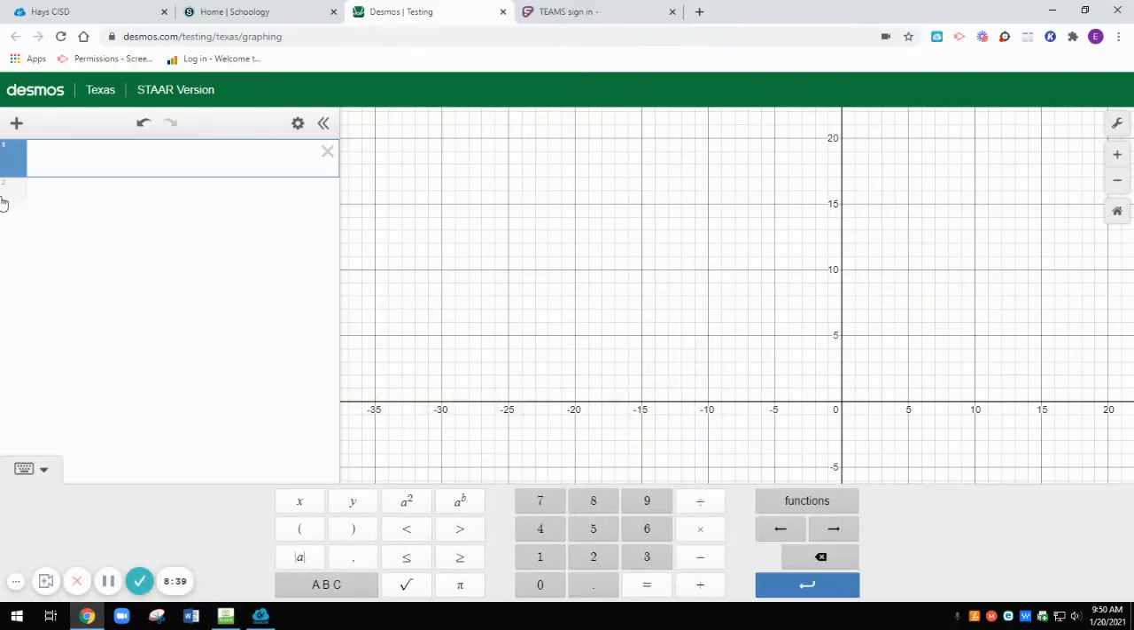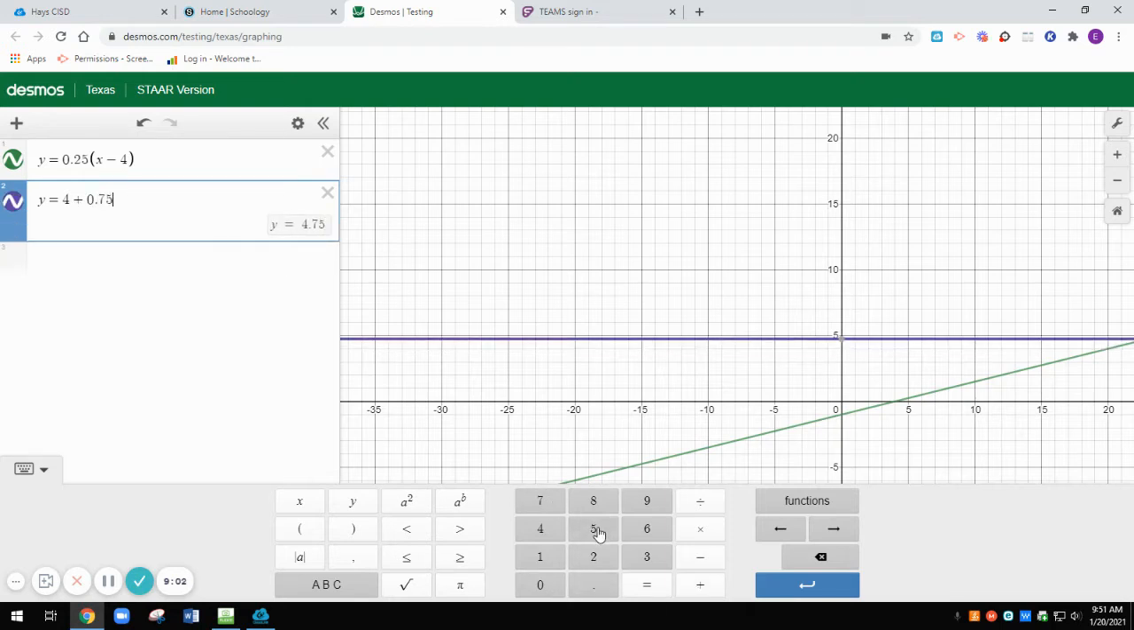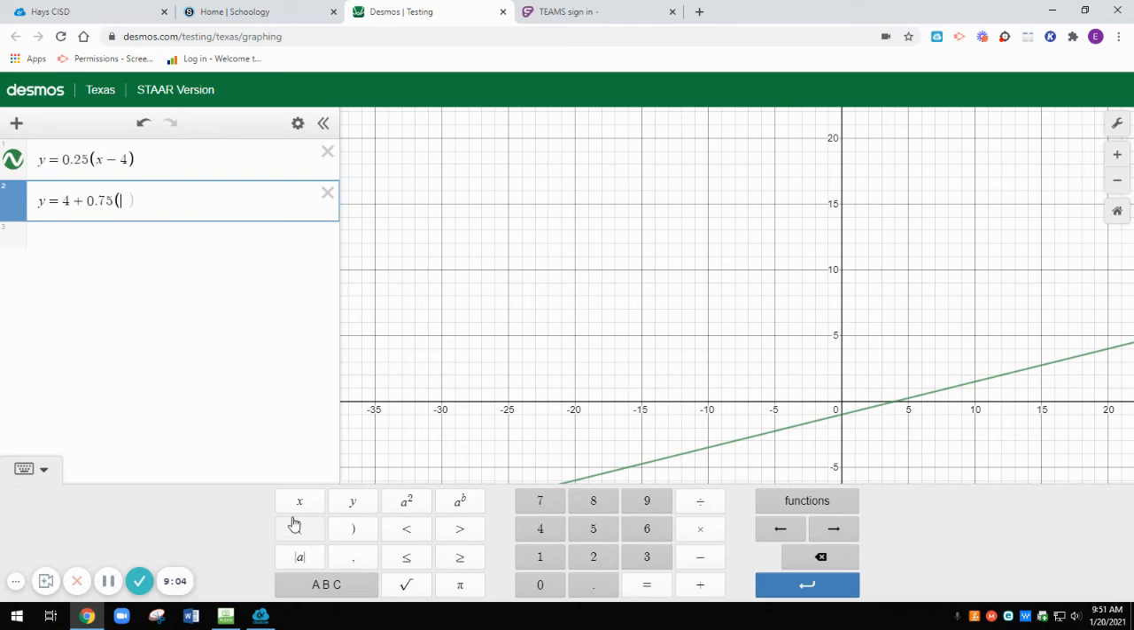Okay, so we have y equals 0.25 parentheses x minus 4. And that's the end of the first line. And then we have y equals 4 plus 0.75 parentheses x plus 20.